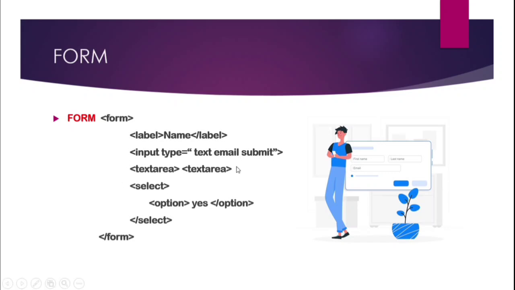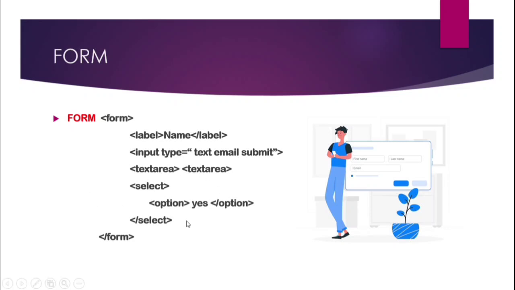Then we have text area. Whenever you want the user to write a message or a paragraph of information, then you can use the text area and you can mention the number of rows or columns that you want to provide to the user, so that we can get an enlarged box area where the user can type the information.